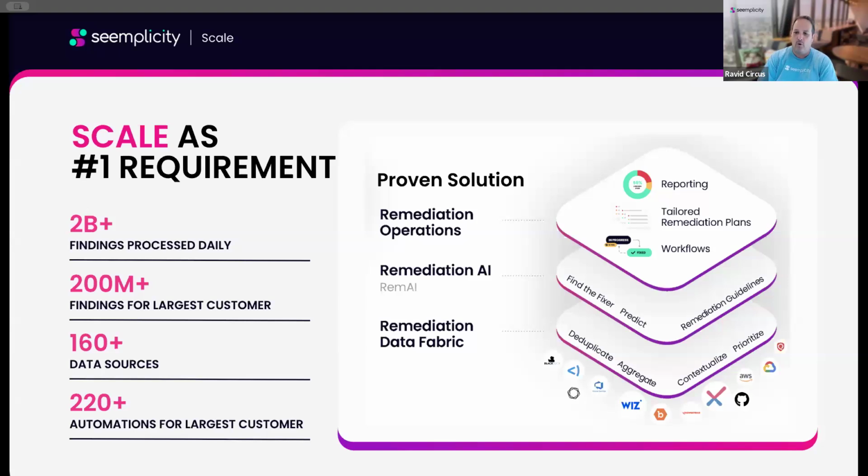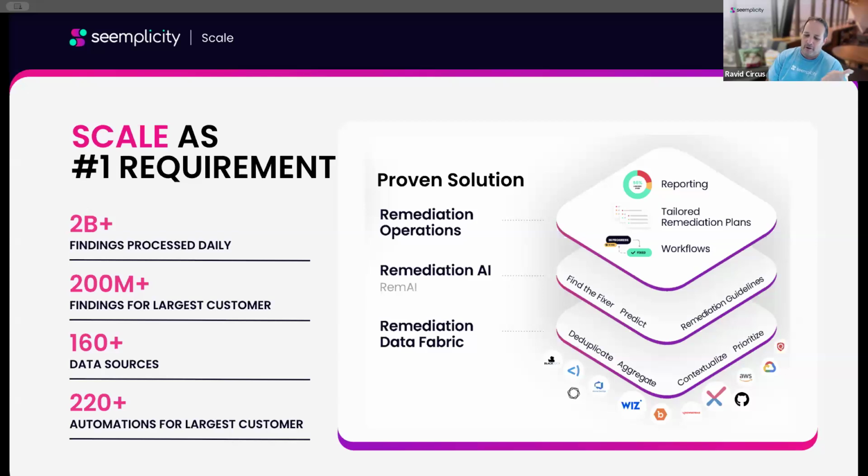And we want to take all that data, deduplicate it, aggregate it, enable some AI, and at the end of the day, make that available in various formats, such as reports, such as tickets, such as workflows, such as actions taken in the organization. So it was clear that scale was the number one requirement.